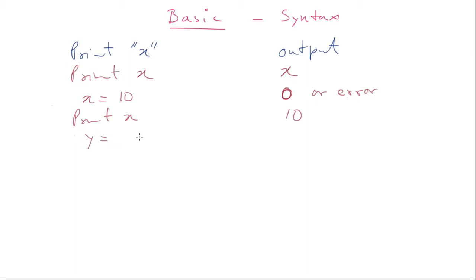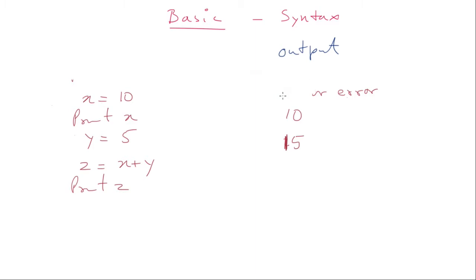If I say Y is equal to 5, Z is equal to X plus Y, print Z, what will it do? It will print 20, what? Who said 25, man? No, it is like this, exactly like this. Print X, it is 15, right?